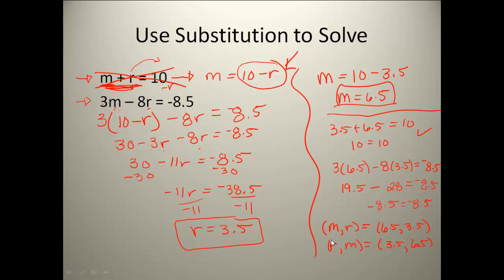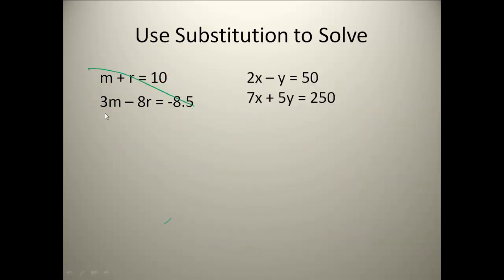Now when it's x and y, we don't have to do this front part because it's automatically assumed that x is first. But if you have different letters, you can write it like this. Or for this particular case, you could leave it written out as r equals 3.5 and m equals 6.5, because that would still give us our solution.